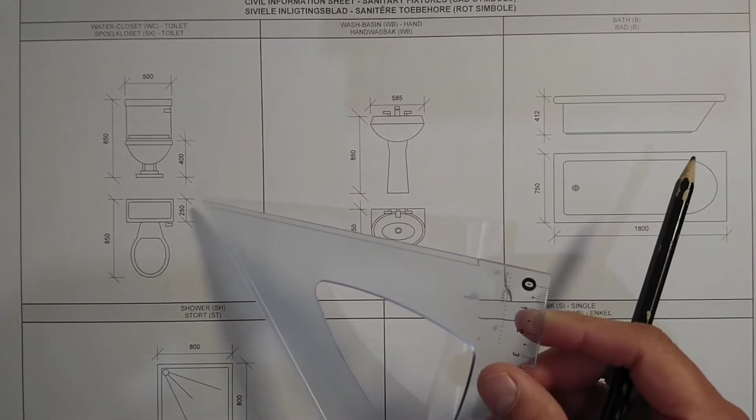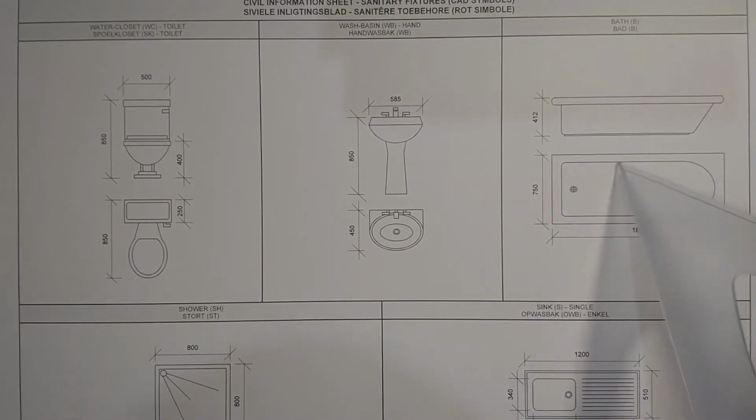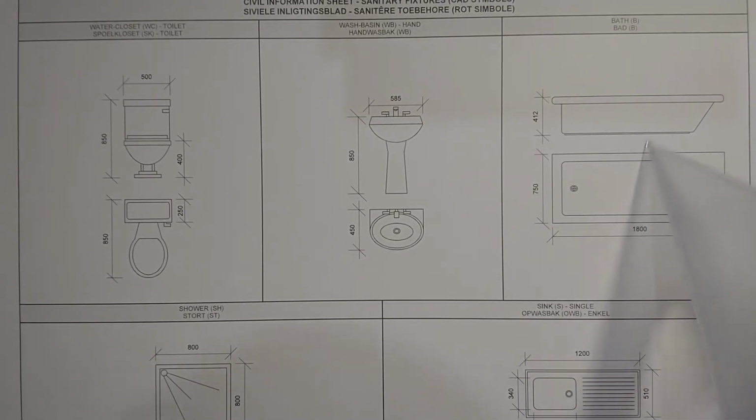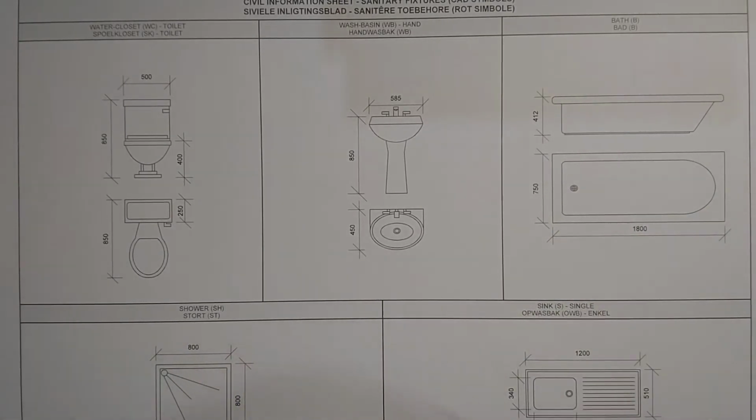After you have come out of the bathroom, you will have to wash your hands, and then some people use a bath, not too many. That's a bath. And then the most common thing is the shower here at the bottom, and then you have the sink, the single bowl sink, which is in the kitchen.